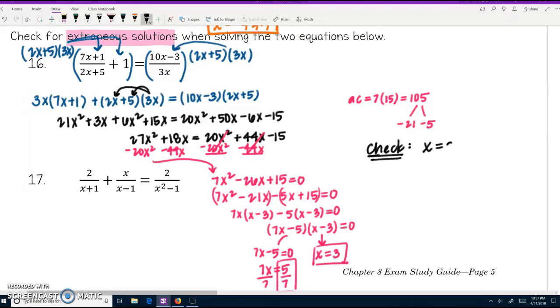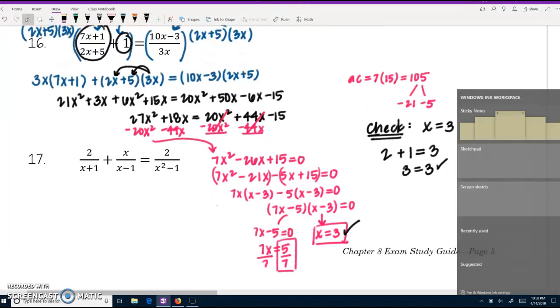When we take x equals 3, what I want you to do first is plug the 3 into the 7x plus 1 divided by 2x plus 5. Use your calculator to plug that in, and you should end up with 2, and then the plus 1 comes along. So that's this term, and then we add 1. Then when I plug 3 in on the right, I get 10 times 3 minus 3, divided by 3 times 3, and I get 3. So 3 is equal to 3. I'm good. This solution works.